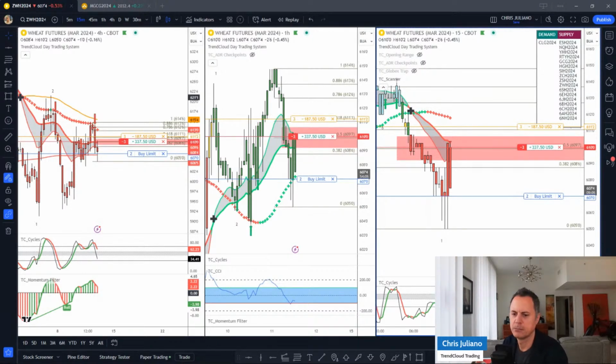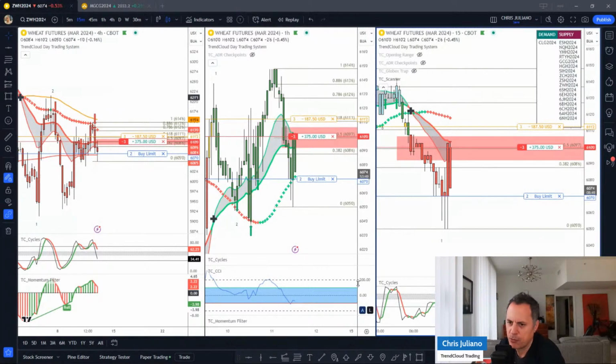There you go. That is it right there. Okay, so we're almost at our target here on wheat.